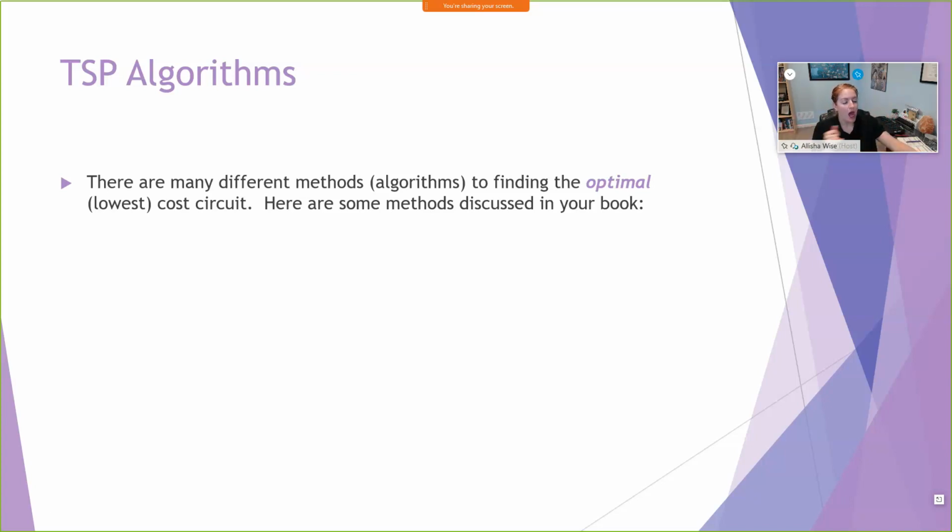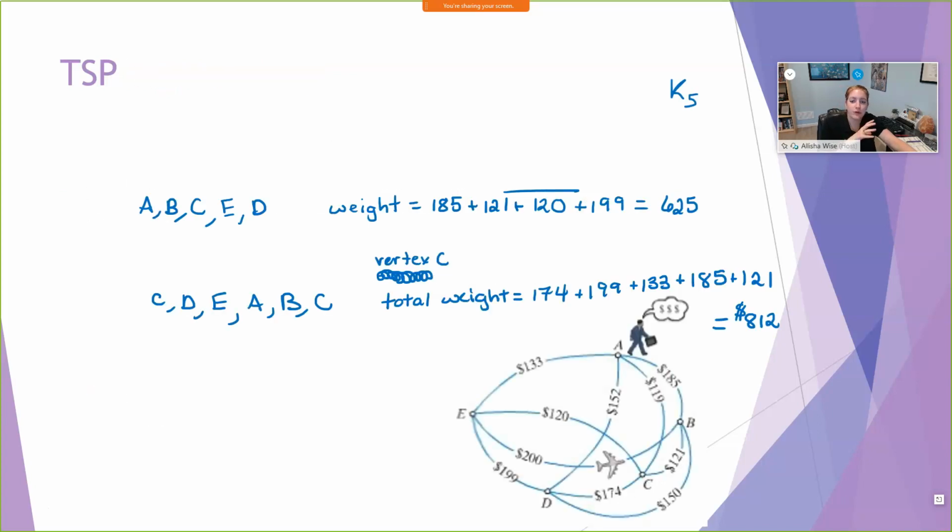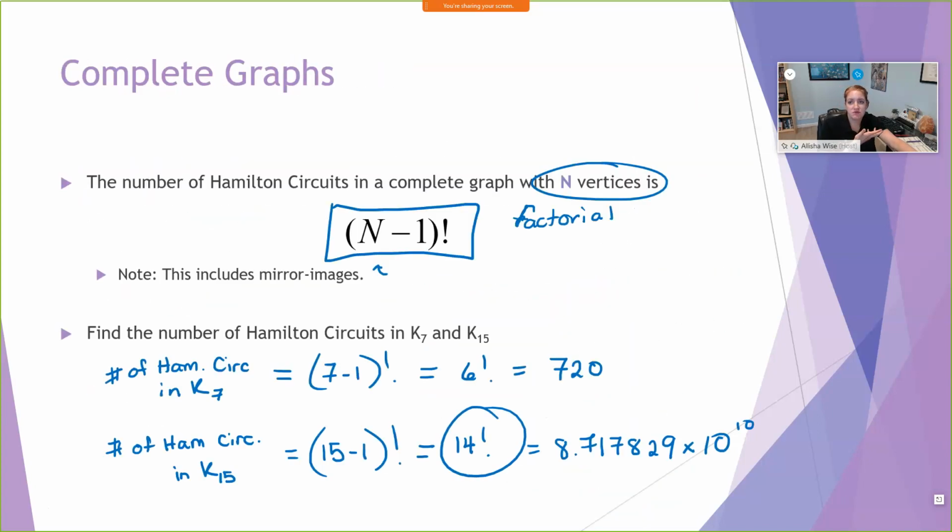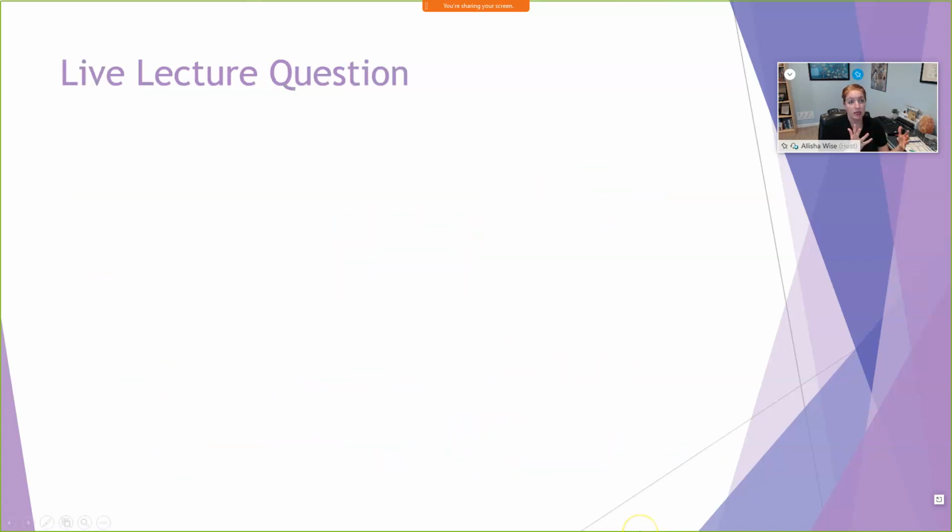Yeah? But do you remember back when we were trying to figure out how many Hamilton circuits are in a graph? And we said, if you have 15 vertices, which isn't that many, right? 15 cities that you have to visit. And you were to figure out how many Hamilton circuits were in there. It was like 8 billion.